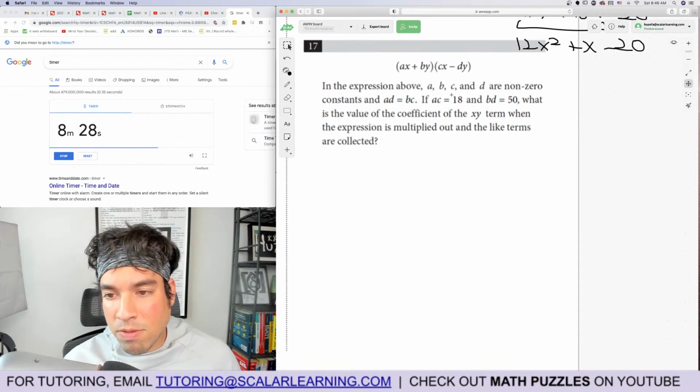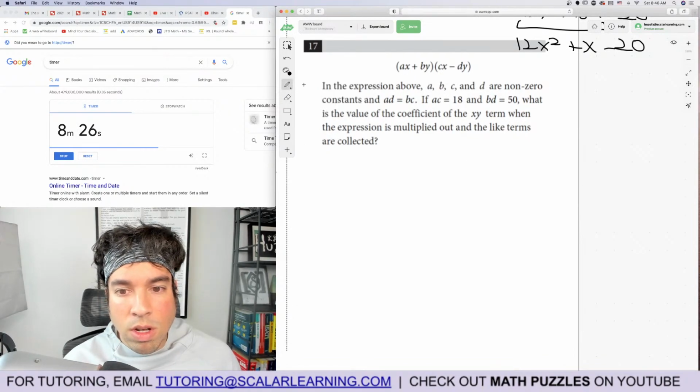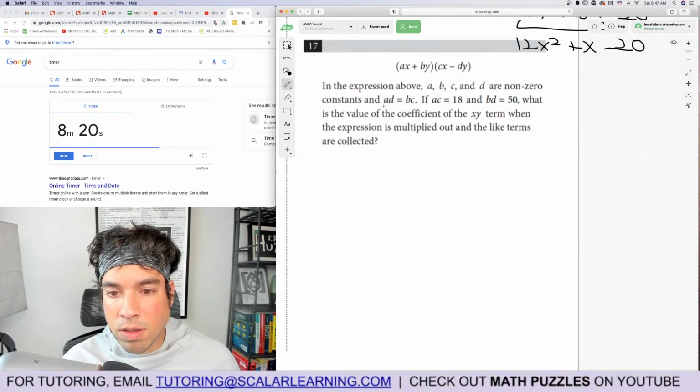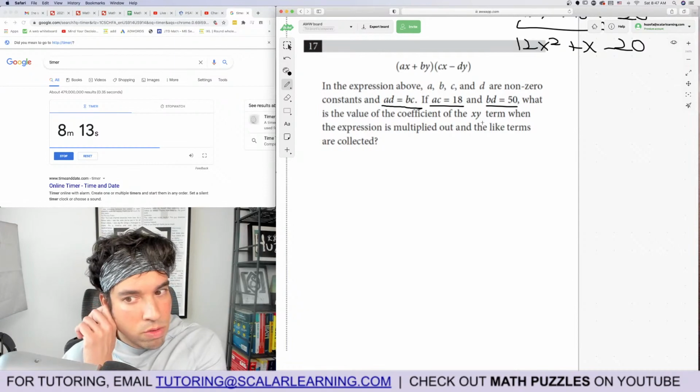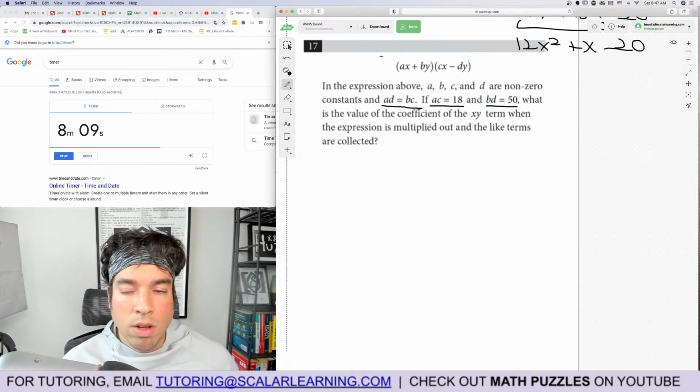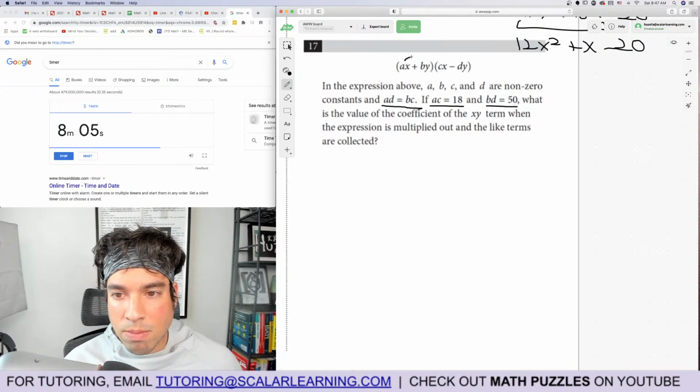17. In the expression above, a, b, c, and d are non-zero constants, and AD equals BC. If AC is 18, BD is 50. What is the value of the coefficient of the XY term? So it's just multiply down. Like, okay, we got a lot of foiling to do, but we got 8 minutes on the clock, so more than enough time. Let's begin.